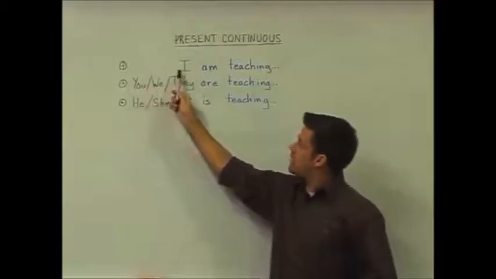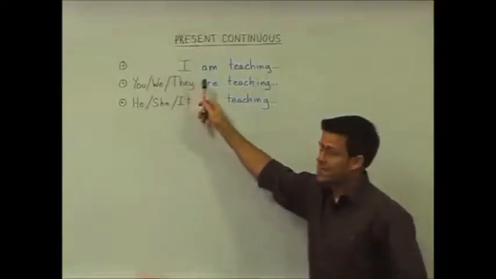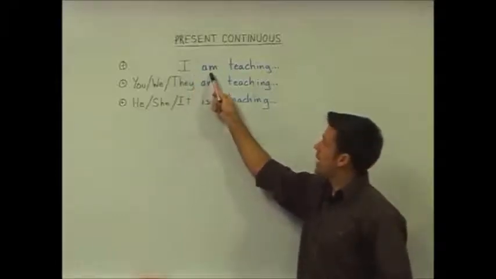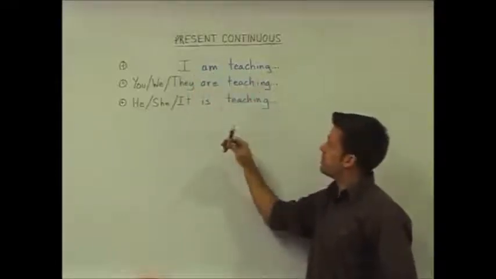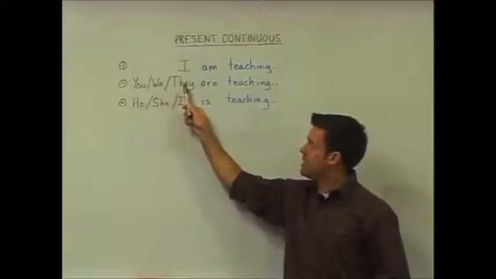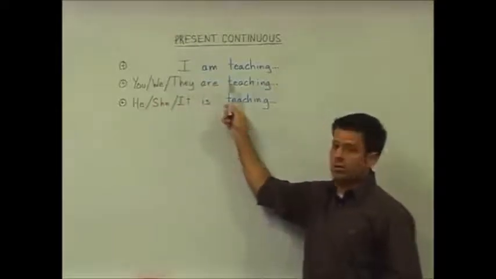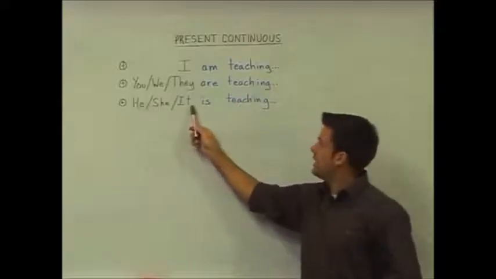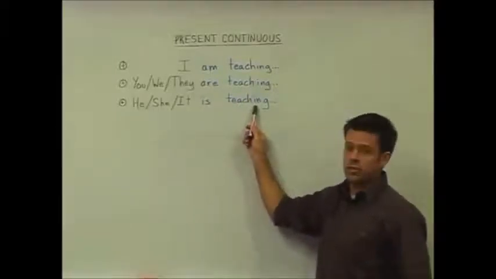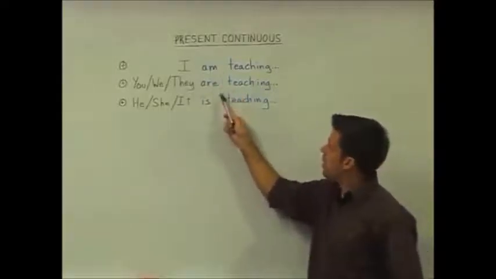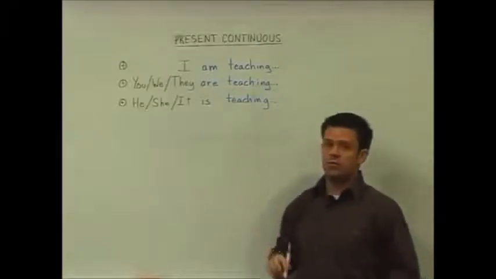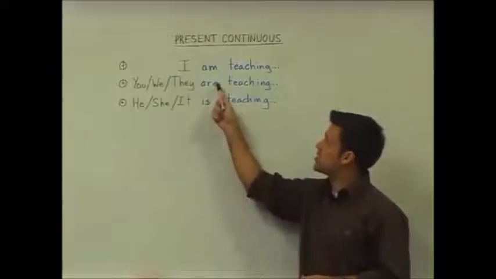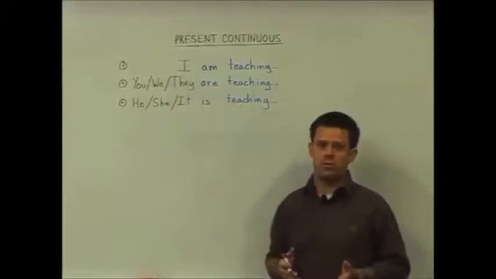We have three different forms of this tense. First, we have the subject I, used with am, teaching. Then we have you, we, and they, are, teaching. Finally, we've got he, she, it, is, teaching. The am, are, and is are forms of the verb to be. And here, with this tense, it's used as an auxiliary verb or a helping verb.